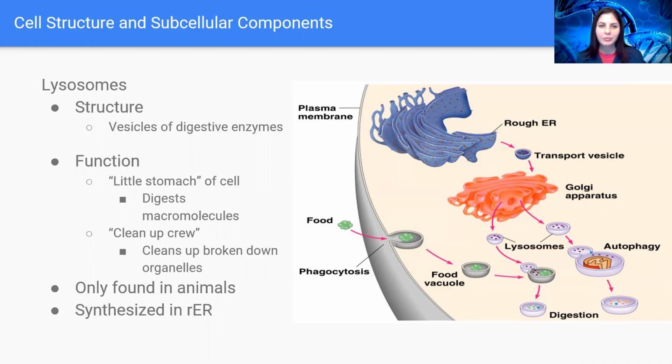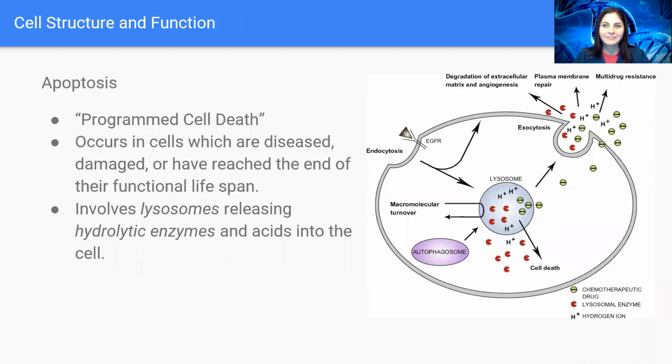They're also the cleanup crew. So it cleans up broken down organelles that are no longer functioning properly. Lysosomes are only found in animal cells, and they're synthesized in the rough endoplasmic reticulum. So they're also involved in a process called apoptosis. Kind of like a cell bursting.